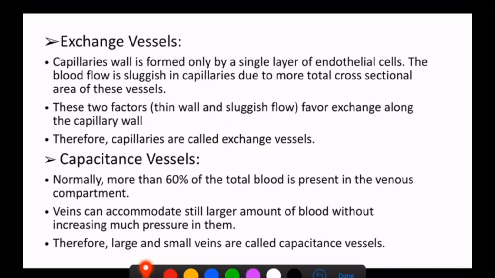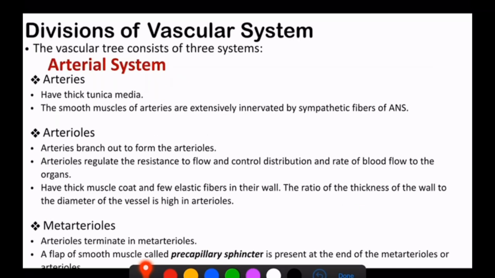Now we have capacitance vessels. Capacitance vessels here refers to a reservoir. Normally, more than 60% of the total blood is present in the venous compartment, and veins can accommodate still larger amounts of blood without increasing much pressure in them. Therefore, large and small veins are called capacitance vessels due to their capacity of holding blood.